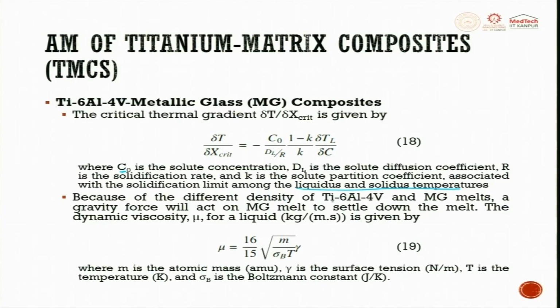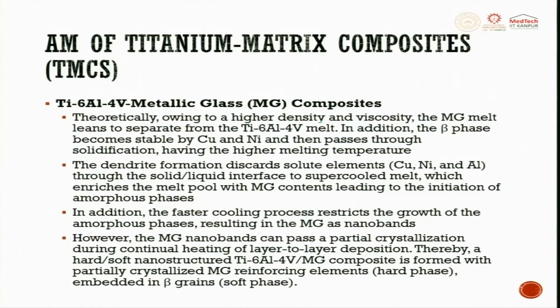Because of the different densities of Ti6Al4V and Mg metal, a gravity force will act on the Mg melt to settle it down. The dynamic viscosity nu for the liquid is given by this, in kg per meter second. Theoretically, owing to the higher density and viscosity, the Mg melt tends to separate from the Ti6Al4V melt.